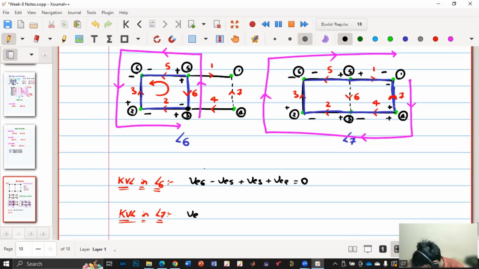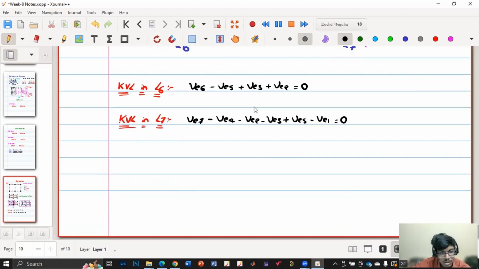And then can you continue? What will be the other terms? Minus VE4, minus VE2, minus VE3 plus VE5 minus VE1 is equals to 0. So others are following. Did you understand how we got this equation? Yes. Okay.